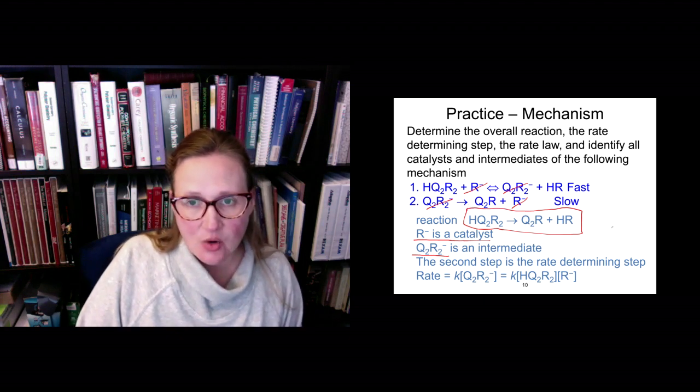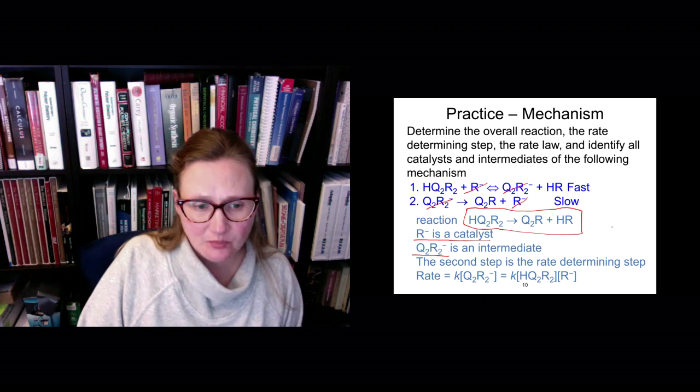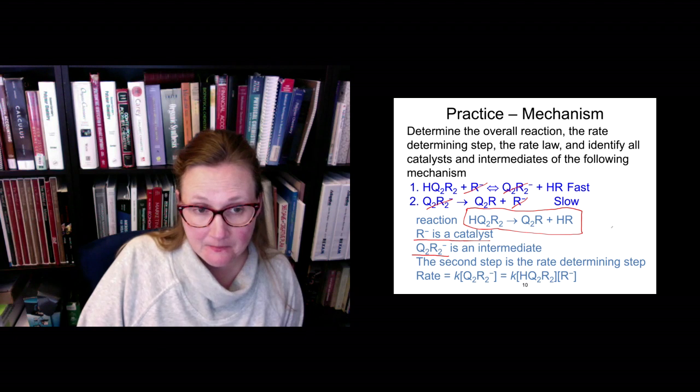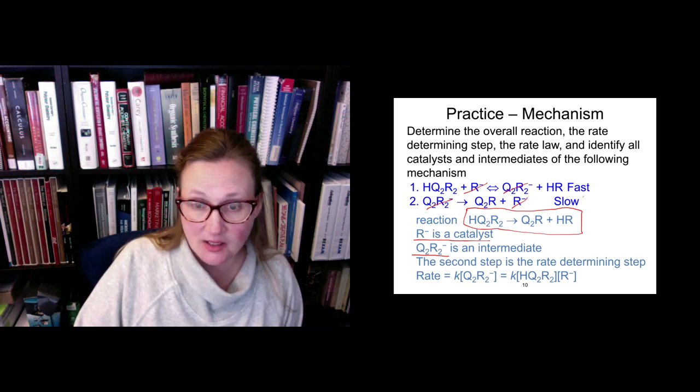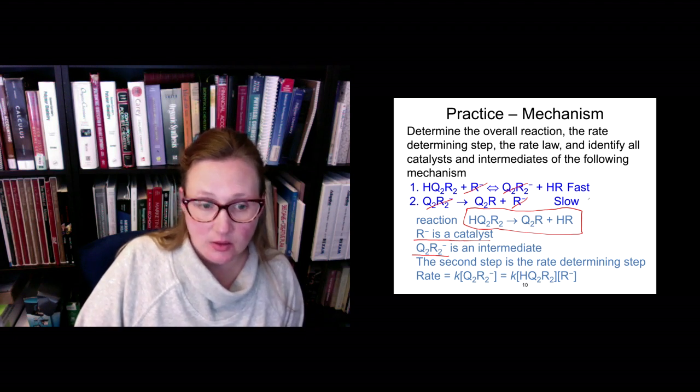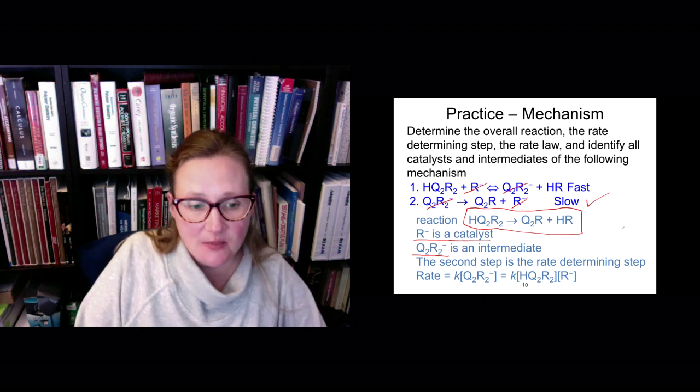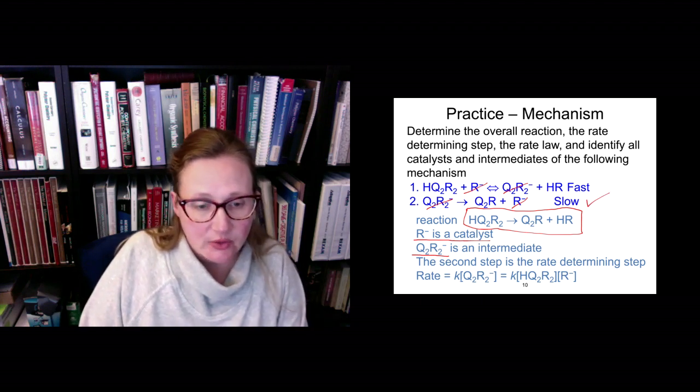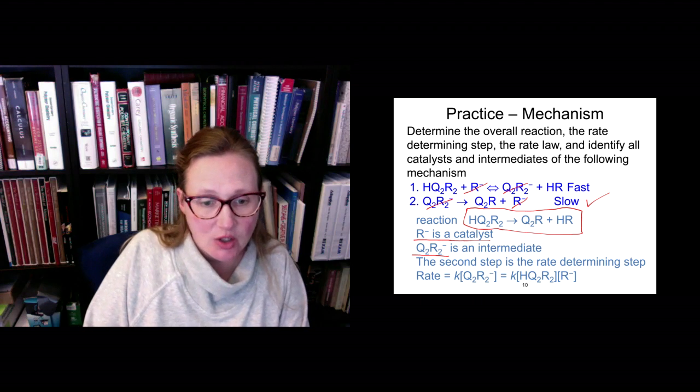Now we need to determine the rate determining step. The rate determining step is right here because we just defined it as the slow step. So rate is equal to k times Q2R2 minus.